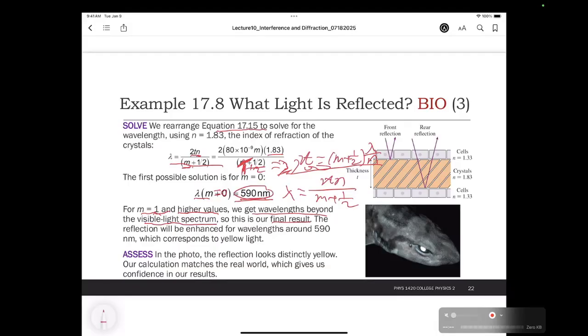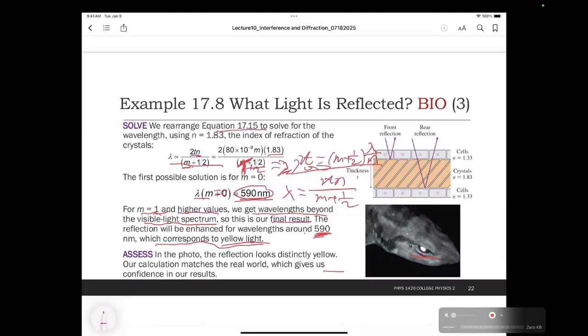The reflection will be enhanced for wavelengths around 590 nanometer, which corresponds to yellow light. If you recall the visible light spectrum, this just corresponds to yellow light. In the photo, you can see the reflection looks distinctly yellow, a little yellow. Our calculation matches the real world, which gives us confidence in our result. Does it make sense to you?